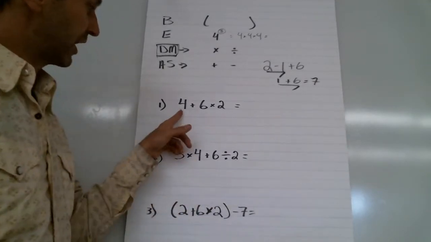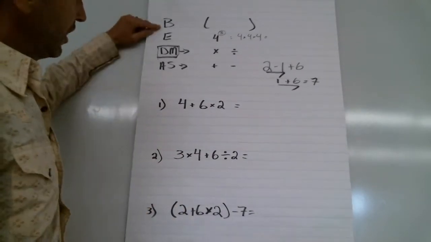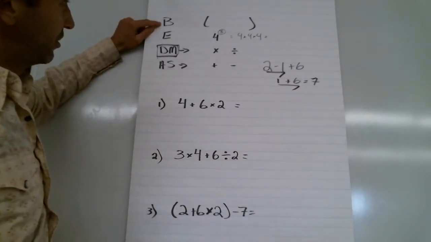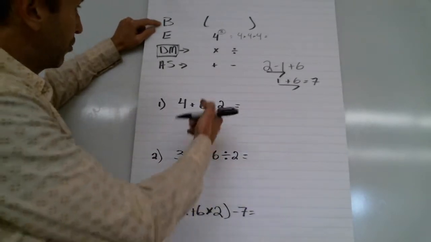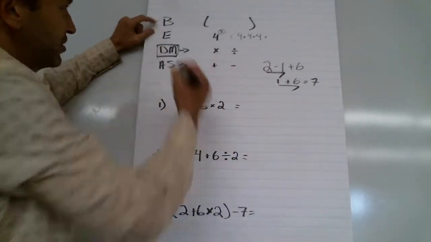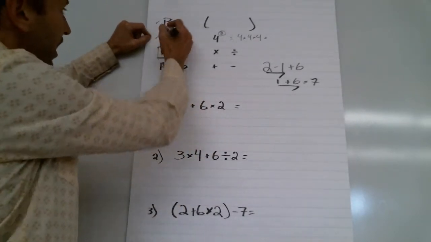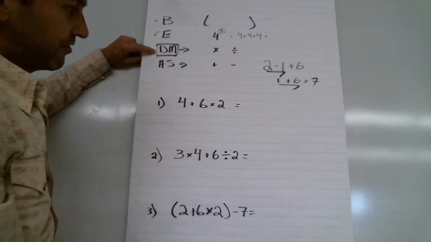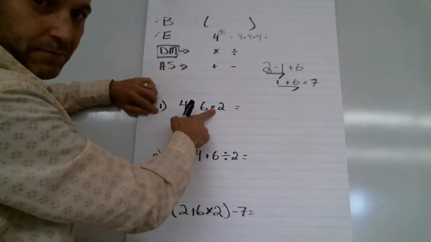So in this problem, I have 4 plus 6 times 2. If we look at our BEDMAS list, do we have any brackets here? We don't, do we? So we don't have to worry about it. We can check it off. Just a little checklist. Do you see any exponents? I don't. Check it off. Now, do we have any division or multiplication? Yes, there's our first one.